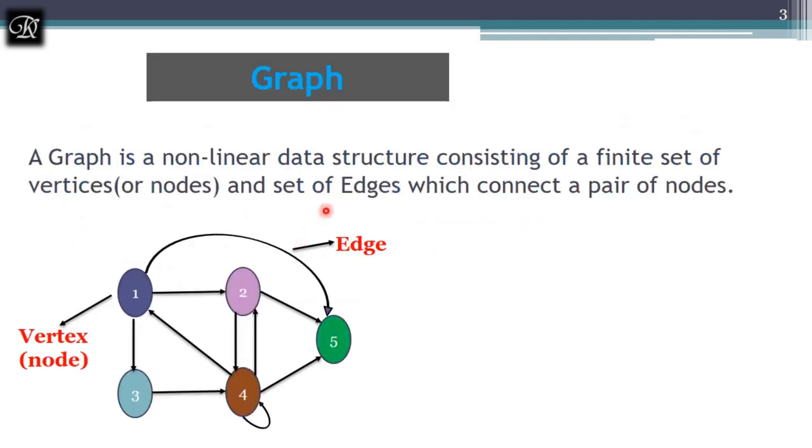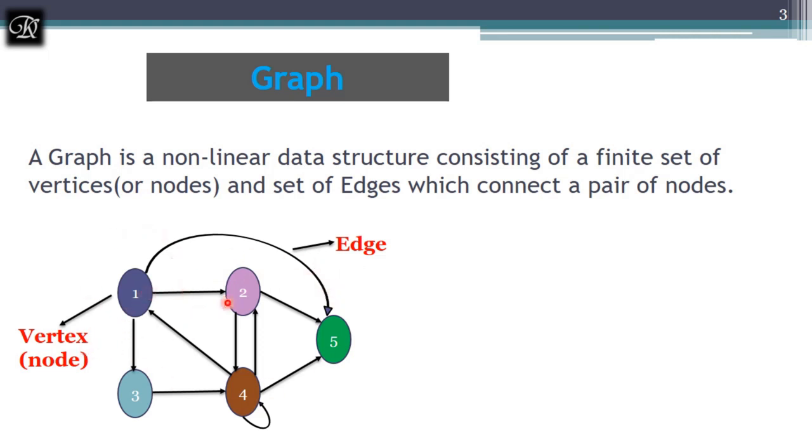Before getting into the traversal and the programming implementation, let's see what a graph is. The graph definition goes like this. A graph is a non-linear data structure consisting of a finite set of vertices and a set of edges which connect a pair of nodes. So this is the example graph over here, what you can see.